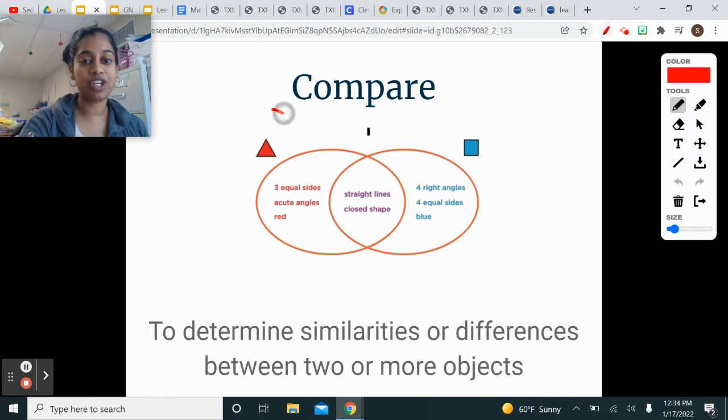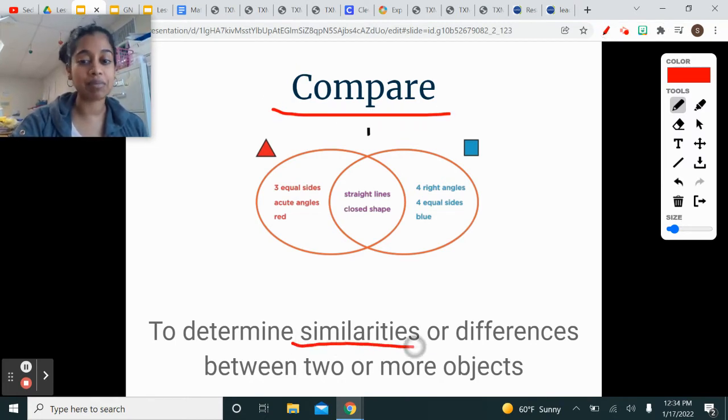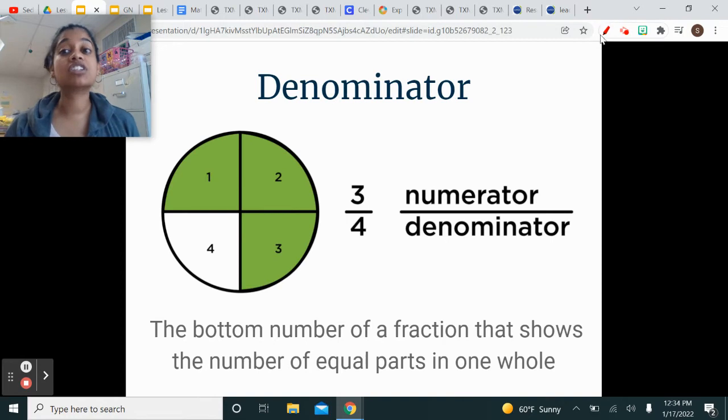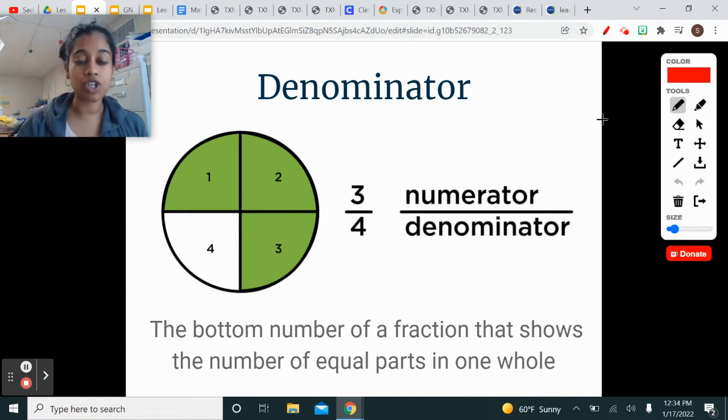So our first vocabulary word is compare. We've gone over this a couple times, and that means to determine similarities or differences between two or more objects. Now, let's go over our denominator. Really, really important when we're talking about fractions.